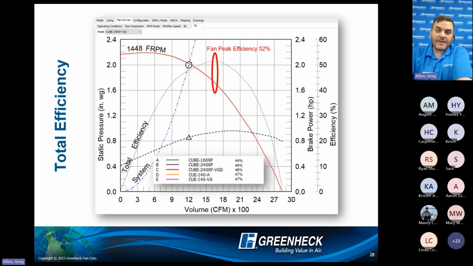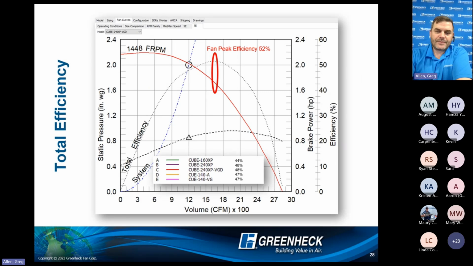In this scenario, the peak operation would be at 52%. And notice I put a tertiary scale now on the right-hand side that I can draw a line across to see where my peak efficiency is. And so for this fan, its best efficiency is going to be 52%. And then, am I within so many points of peak from there?